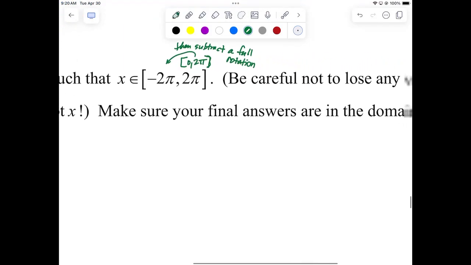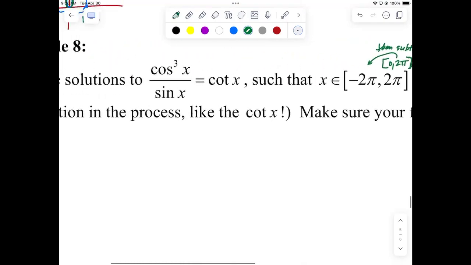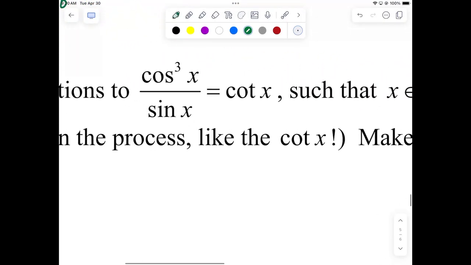All right, make sure your final answers are in the domain of the equation. Lots of warnings here. Now, notice we have three trig functions: cosine cubed, sine of x, and cotangent of x. I know that sine of x can't be 0. Would y'all agree? If sine of x is 0, then I'm dividing by 0. That doesn't work. So here's what you do.